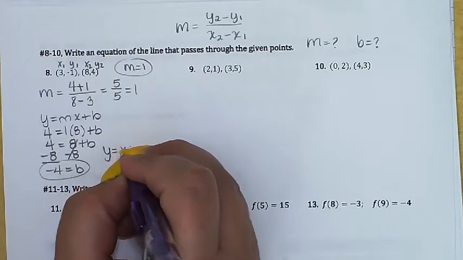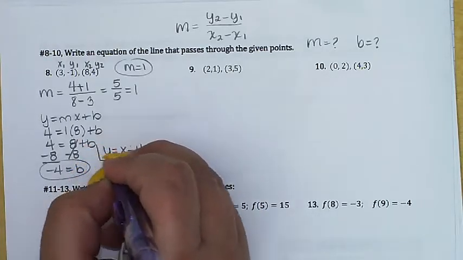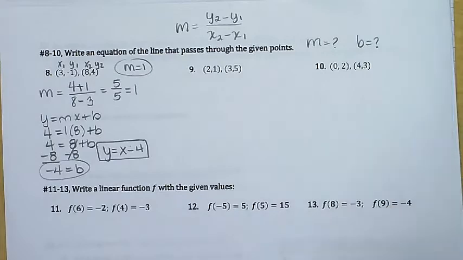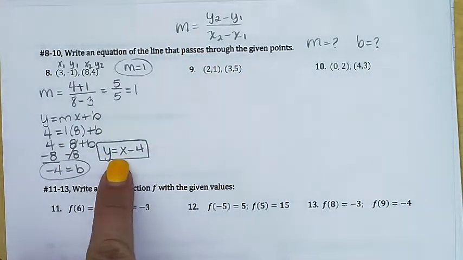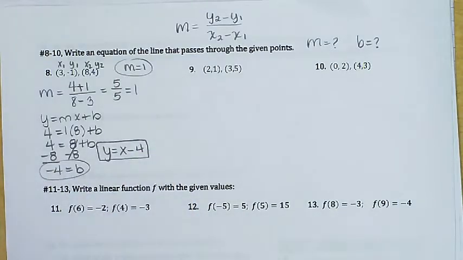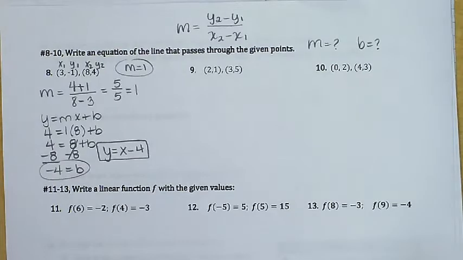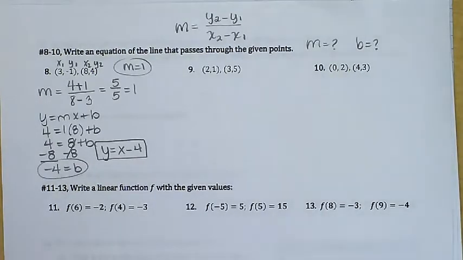So our equation would be y equals x minus 4, or 1x minus 4 if you really feel the desire to put the 1 in front of the x, because that's your slope. Okay, but we know it's implied there. If I just write x, we know that's 1x. Okay, let's try the next one. Let's try one more together.